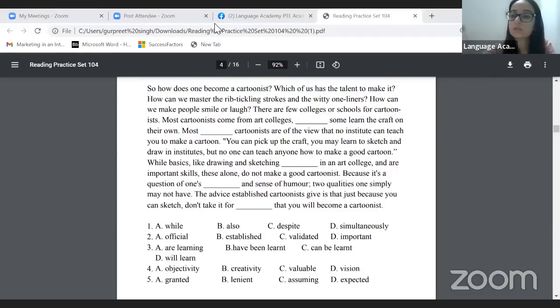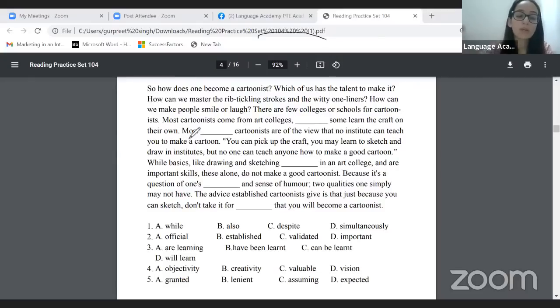Okay, well done. Now, this is one of the questions where you should be targeting a really good or the best that you can score. So this says, so how does one become a cartoonist? Which of us has the talent to make it? How can we master the rib-tickling strokes and the witty one-liners? How can we make people laugh or smile? There are few colleges or schools for cartoonists. Most cartoonists come from art colleges, dash some learn the craft on their own.